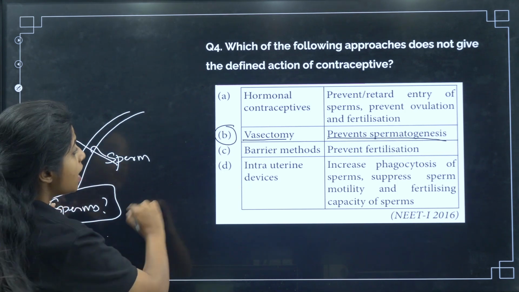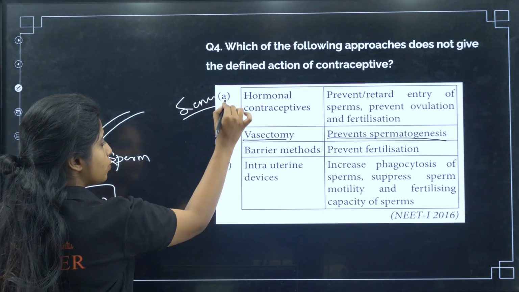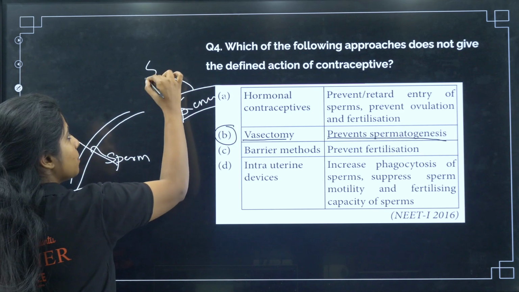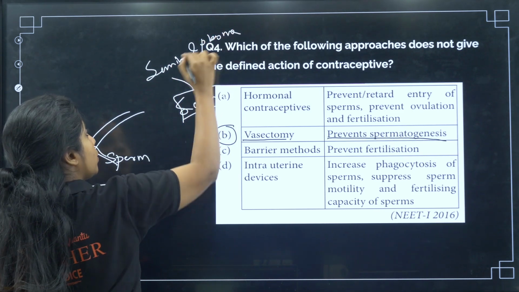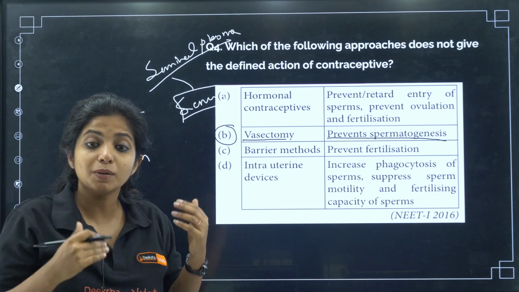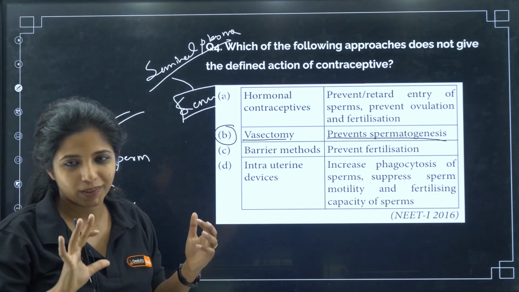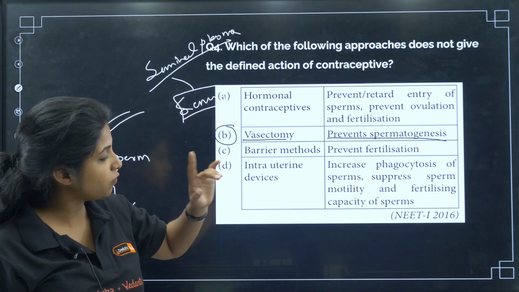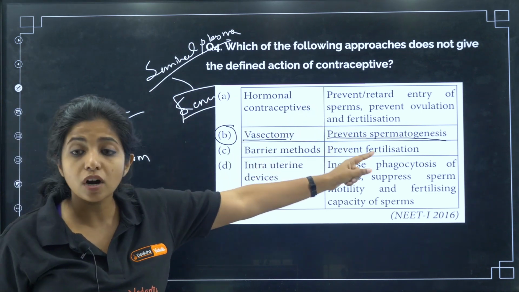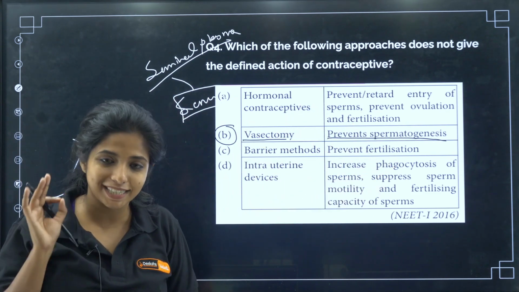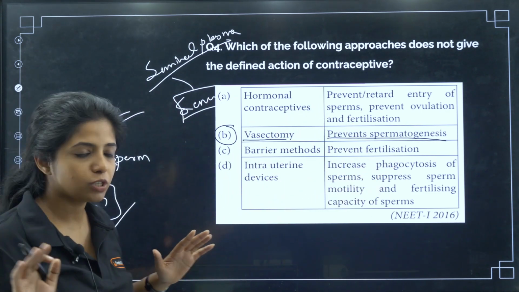Spermatogenesis will be happening, and semen formation is also going to happen. By semen I mean seminal plasma formation. Semen actually includes both sperm and seminal plasma, but according to your NCERT, it says that semen is there but without sperm. That is one very important question, which is why I spoke about both of them. So in vasectomy, it does not prevent spermatogenesis. It just prevents the transport of sperms.